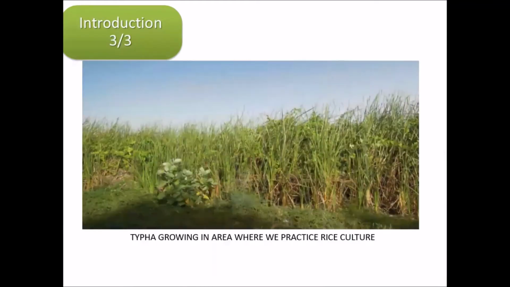And as you can see here in this photo, it shows how the Typha is growing in an area where people are practicing rice culture. And this is very dangerous for this population because right now they are going to lose their lands.